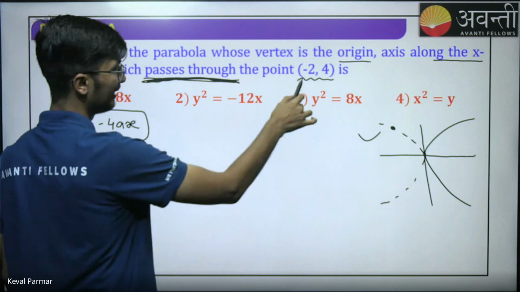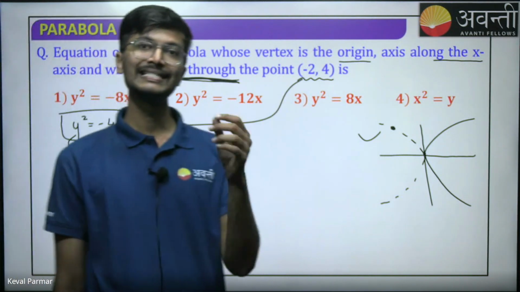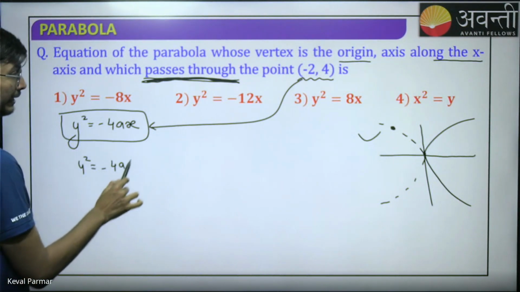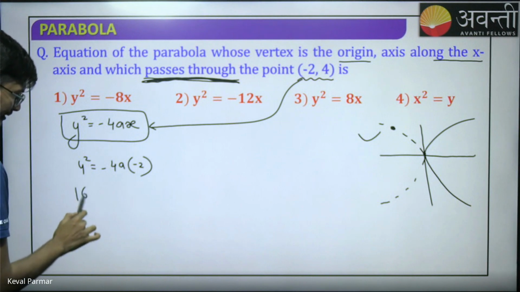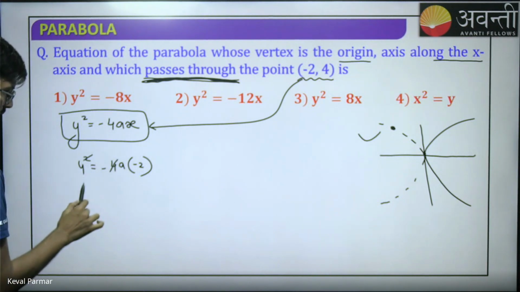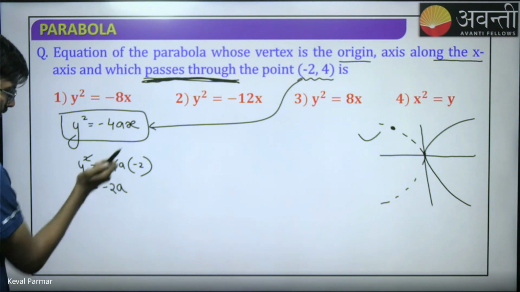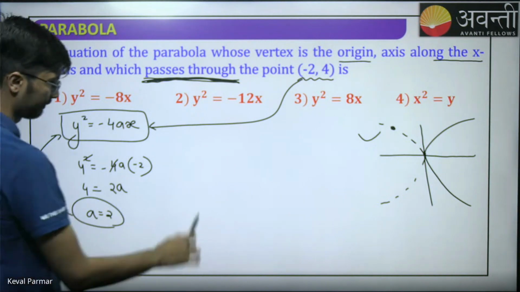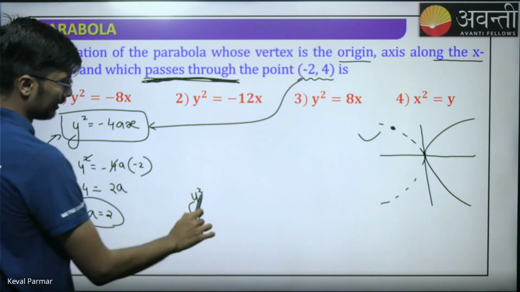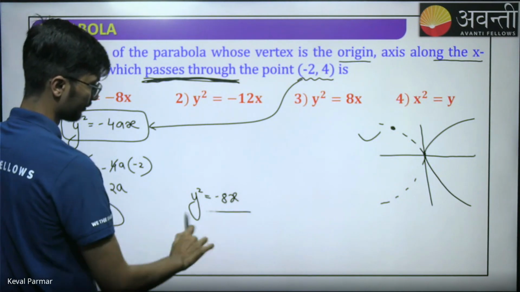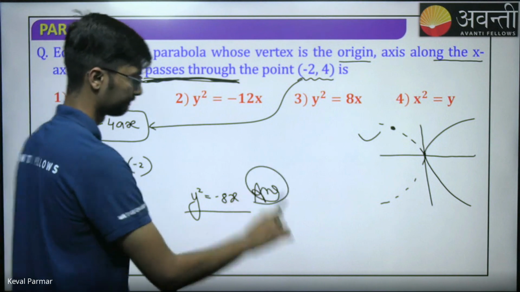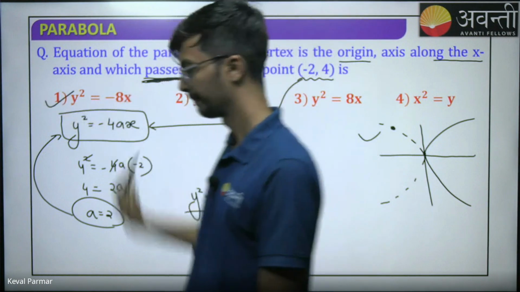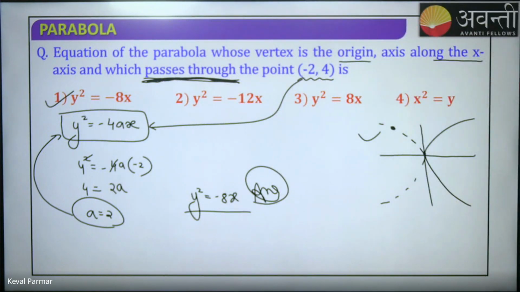Right? This point lies on the parabola. So it must satisfy. So let us substitute it. We'll get 4 square equals minus 4a into minus 2. We get 16. Okay. Actually, we can cancel out 4, right? So 4 equals to minus 2a. Minus minus will get cancelled. So a equals to 2. Substitute a equals to 2. We'll get equation of parabola as y square is equals to minus 8x. This is my answer. Right, guys? So it is option A. Is it clear? Yeah, 1. Superb, Girisha.